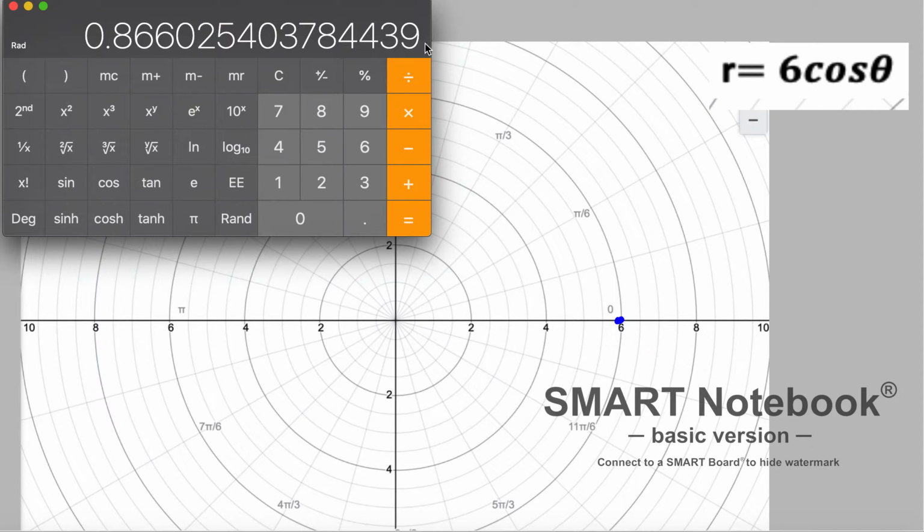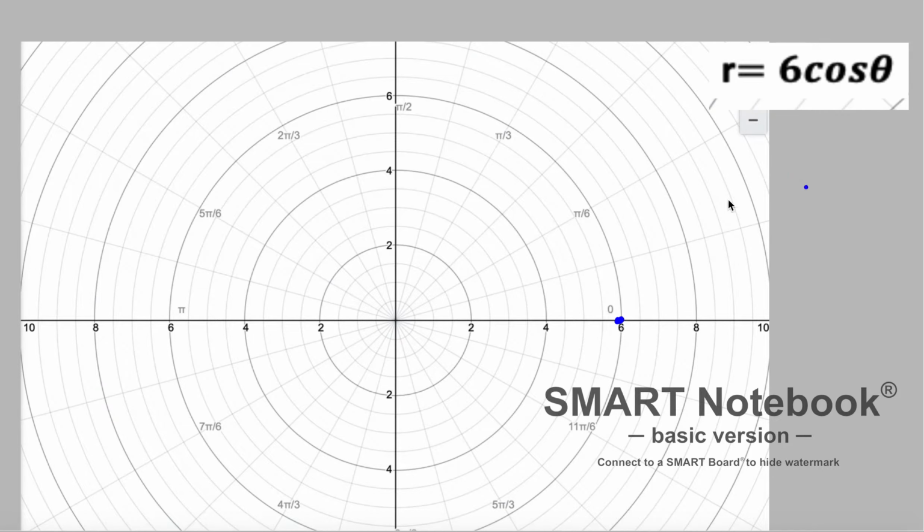But now I'm multiplying by 6. If I multiply by 6, this value is 5.196. Let me take this number as 5.20. So at pi over 6, r is 5.20, and the point is somewhere here.